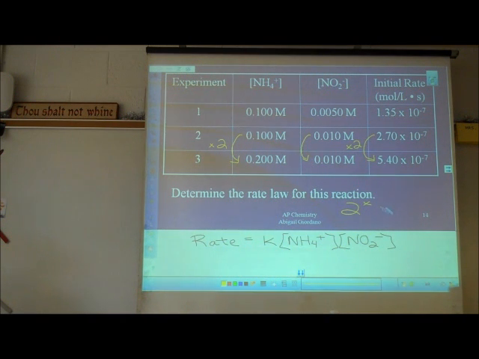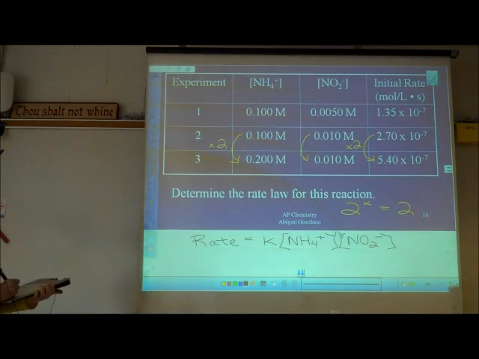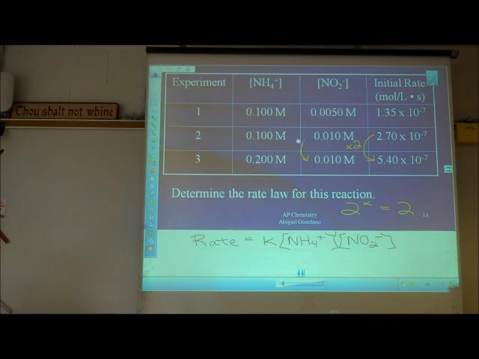2 to what power equals 2? 1. So guess what? The exponent for ammonium is 1, which you could either write in or not. If it's an exponent of 1, you actually don't have to write it. All right. And I'm sure you're going to have lots of questions. Don't worry. I am going to answer all of them.